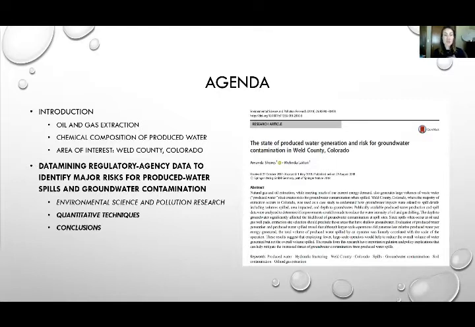This research was published in the Environmental Science and Pollution Research Journal in 2017. This was my third publication for my PhD research. So we'll talk a little bit about the paper and the quantitative techniques that I used in the paper. We're going to dive in more specifically to Mann-Whitney tests and to logistic regression. And then we'll go through some conclusions and next steps for my research.